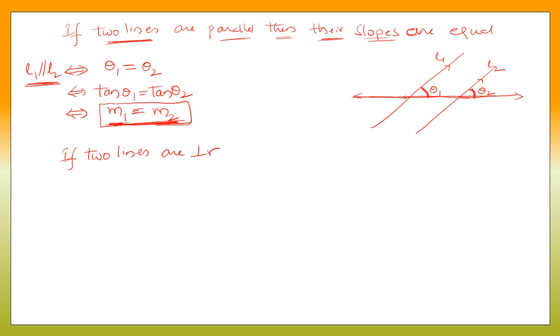Next, consider perpendicular lines. Here the condition is that whatever two lines we are considering, we need to consider them as non-vertical lines. If two non-vertical lines are perpendicular, then the product of their slopes is equal to -1. You need to remember this.